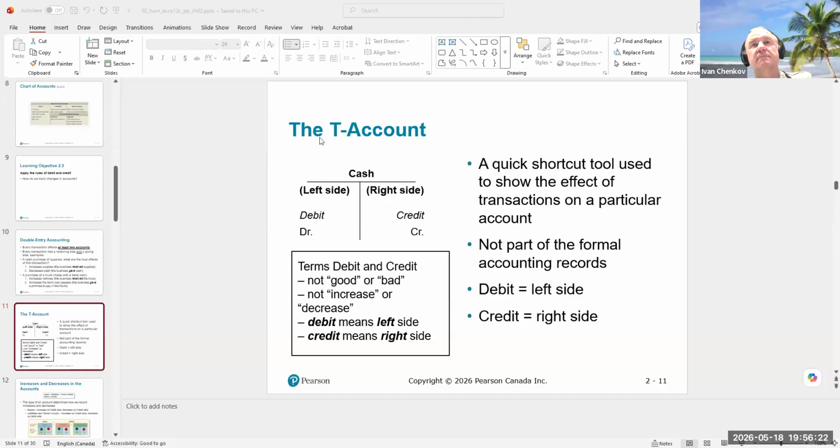And let's go back to the T account. Now the T account, again, is going to have a left side and a right side. The left side is always going to be debit. The right side is going to be credit. The other way to think about it: if it's the left side, debit; if it's the right side, credit. Credit means right side, debit means left side.